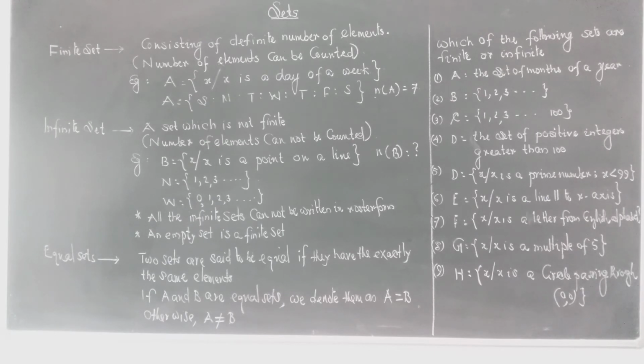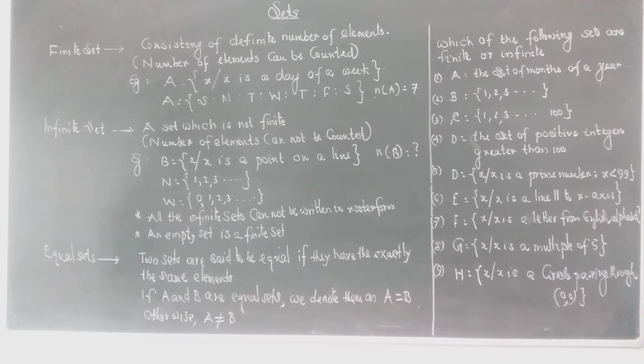D is equal to the set of positive integers greater than 100. Can that set be finite or not? Another set is also given as D: the set of x such that x is a prime number and x is less than 99. If you combine these two lines together, you need to find prime numbers that are always less than 99. Can this set D be finite or not?